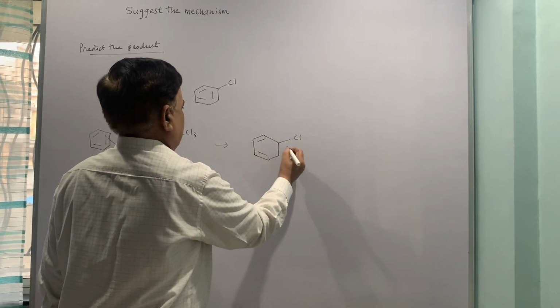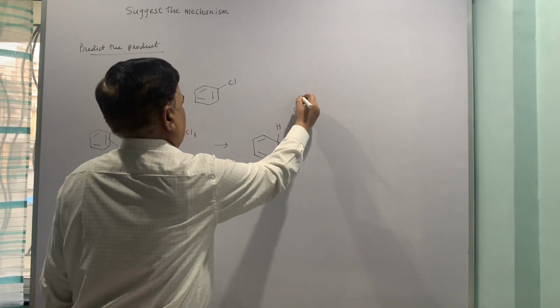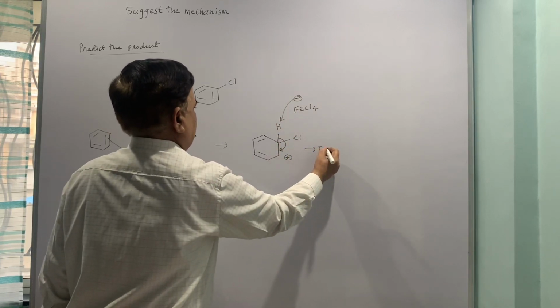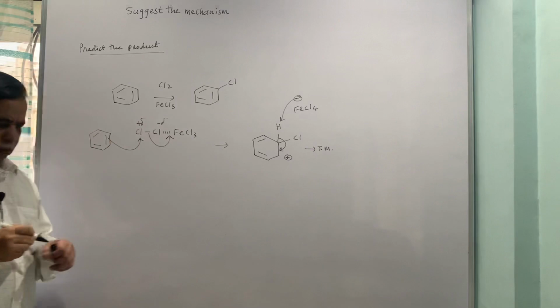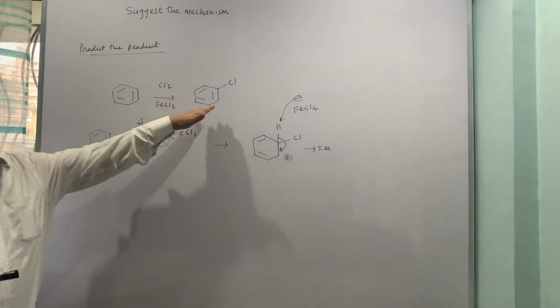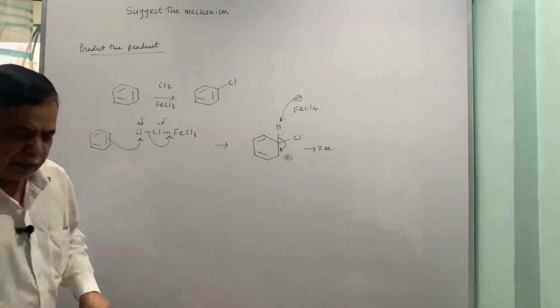This is the arenium ion, and FeCl4 then interacts, and you get the target molecule. Now this is the overall reaction mechanism. So if predict the product is asked, you have to just write the structure. If mechanism is asked, then you have to show the entire mechanism.